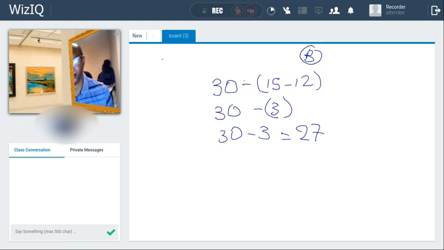Divided? Oh, is it divided? Yes. Oh, I subtracted. Okay, if it's divided, let's go back. We might have done something wrong. So we have division. Brackets first, and then division. So we need to divide. So the answer is going to be 10.